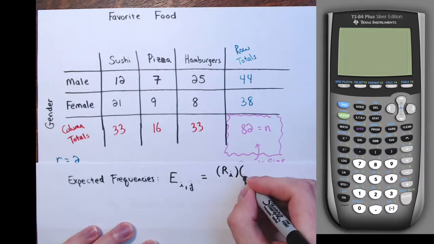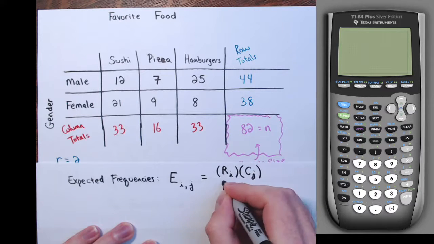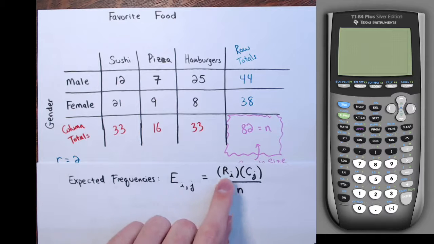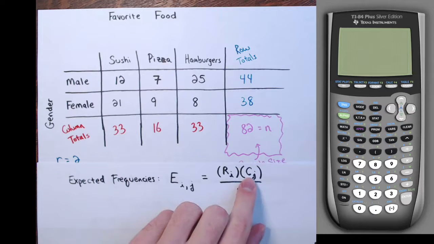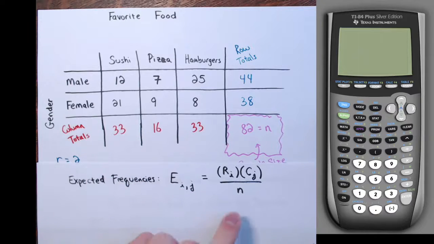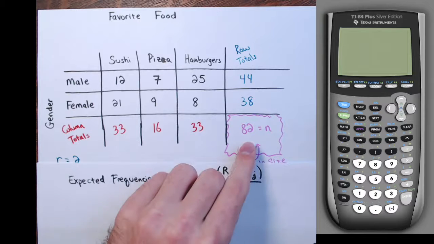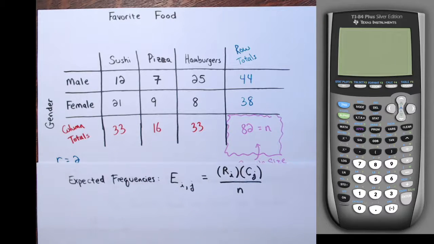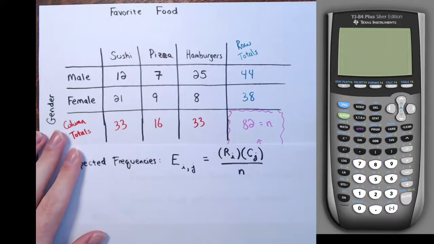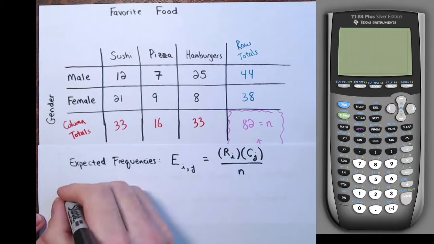Ri times Cj divided by n, where Ri is the ith row total, which we're seeing in the row totals. Cj is the column total for column j, and the column totals I have in red here. And again, this lowercase n is the whole sample size, which in this case is 82. So I'm going to do this on this page, and I'll write it in the same table but in a different color: the expected frequencies.